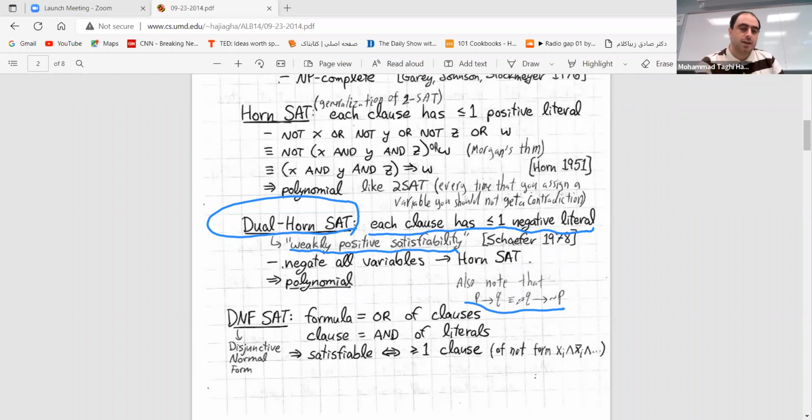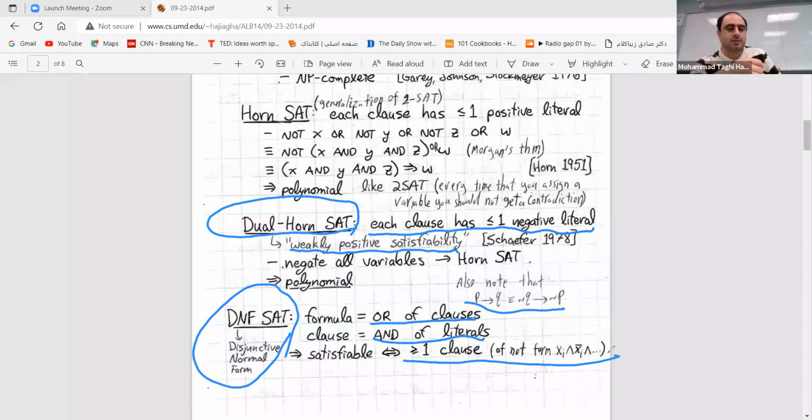Now, we talked about the satisfiability problem in CNF, conjunctive normal form. What about disjunctive normal form? It is called DNF. This is the reverse of that. In CNF we had an AND of ORs. Here we have an OR of ANDs. And this one is easy, because the formula is satisfiable as long as there is one clause and there is no contradiction in that clause, because we have an OR of ANDs.